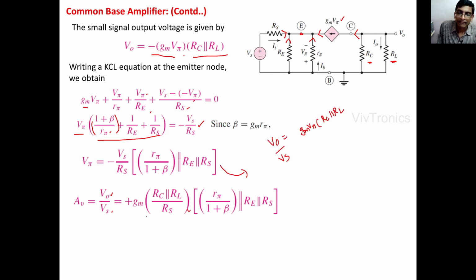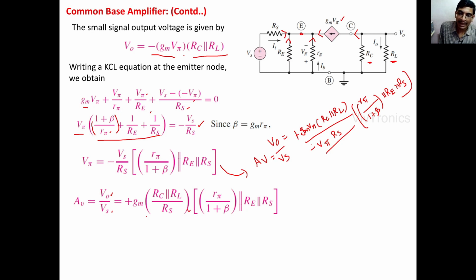V naught is minus Gm V pi into Rc parallel RL. The Vs equation from this one is minus V pi into Rs, divided by this entire term, that will go to the numerator actually. I will write directly R pi divided by 1 plus beta in parallel with Re and in parallel with Rs. That is the output voltage divided by input voltage, which is nothing but the voltage gain.